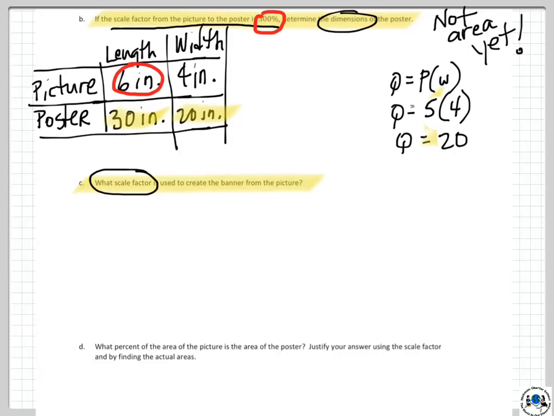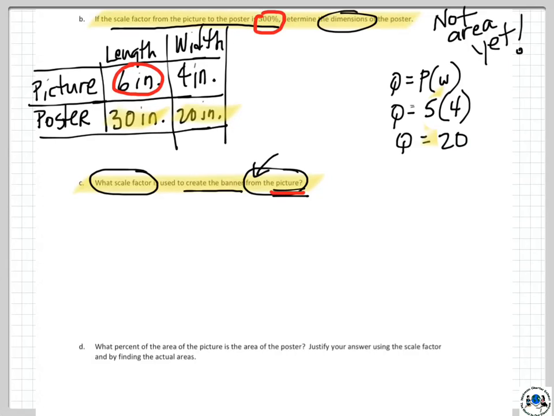Now C asks you what scale factor is used to create the banner from the picture, which is a lot of fun because we have all of those dimensions, and all we need to do is work back to the scale factor. Again, what these problems do over and over is present you with different pieces of information. You might have a scale factor that you know, like we knew in B, and we're able to apply it. But in this case, we know all of the dimensions, and now we need to work towards that scale factor.